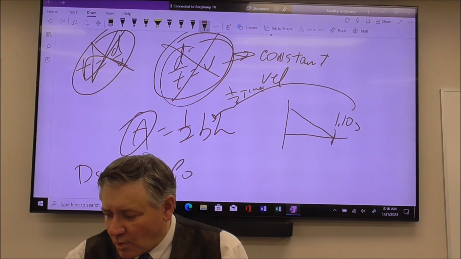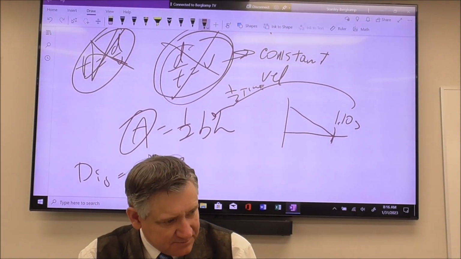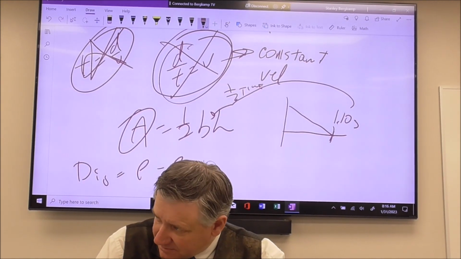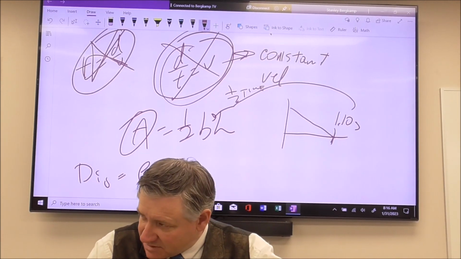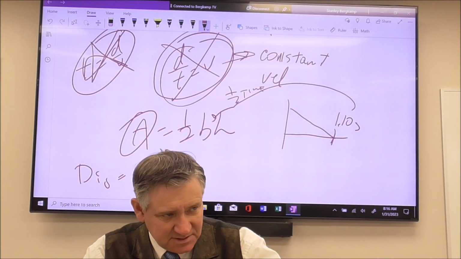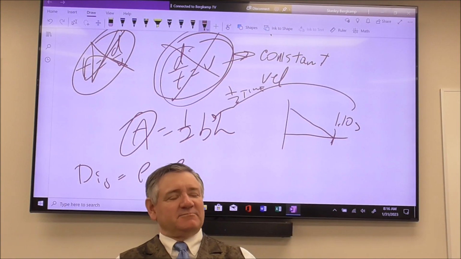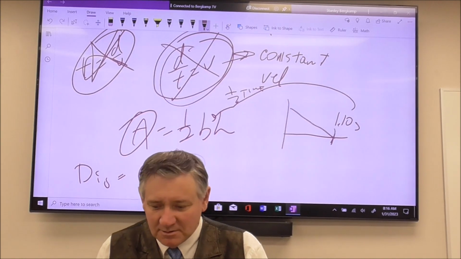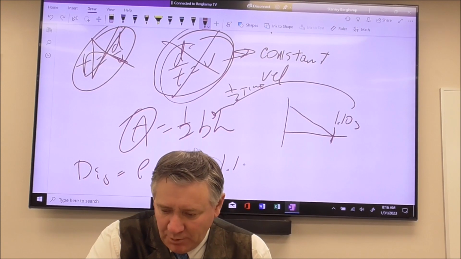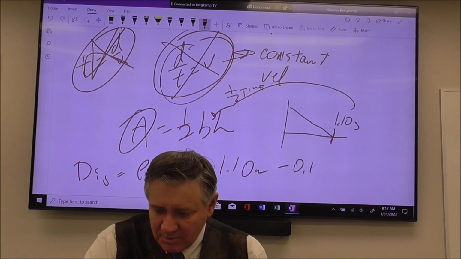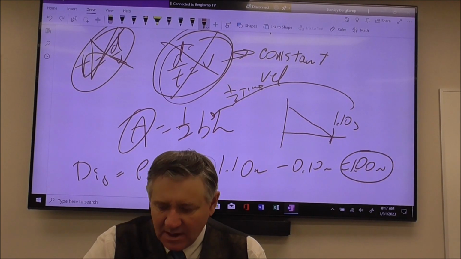On the way up, we're going to know the initial position. Maybe it's 10 centimeters or 0.1 meters. And we're going to know the final position, which is going to be like 1.10 meters. So displacement is position final minus position initial. That's cool. So if I take 1.10 meters minus 0.10 meters, oddly enough, I get the displacement of 1 meter.